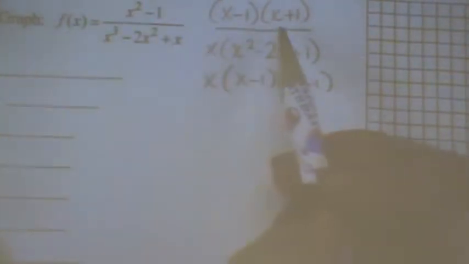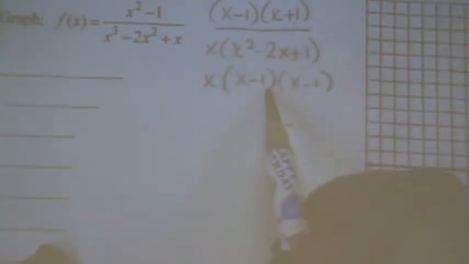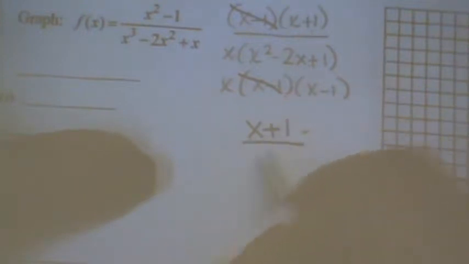Next one, number 3. You will factor completely the numerator and the denominator. Here it is factored. x squared minus 1 is (x minus 1)(x plus 1). This, you're going to take an x out, and you're left with this, and you're going to further factor that. So you're going to cancel one of these x minus 1s. So what you have is x plus 1 over x times (x minus 1).